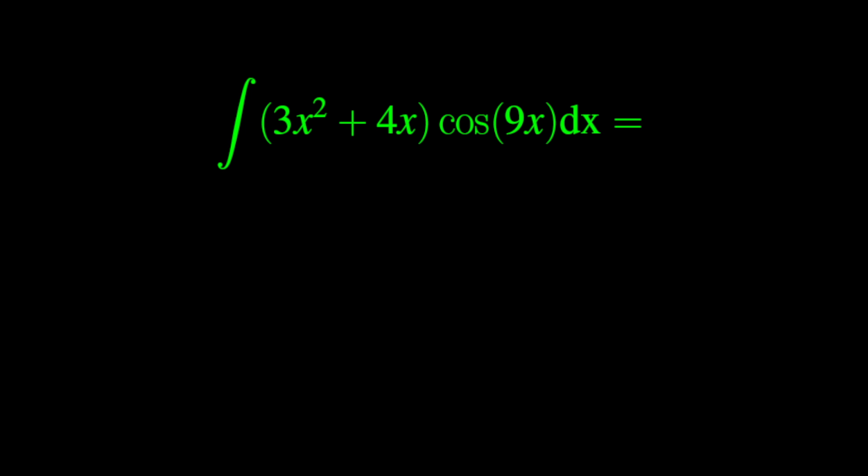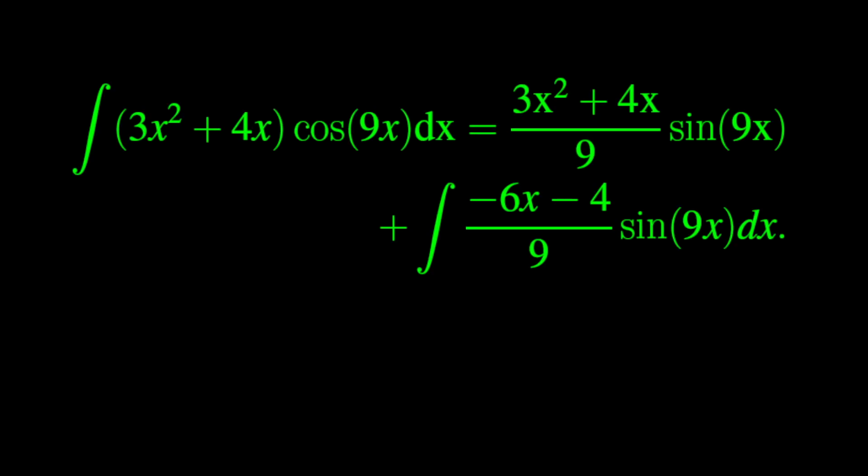Lastly, the integral of 3x squared plus 4x times cosine of 9x dx is equal to 3x squared plus 4x over 9 times sine of 9x, plus the integral of minus 6x minus 4 over 9 times sine of 9x dx. Consequently we still have to integrate minus 6x minus 4 over 9 times sine of 9x, using integration by parts.